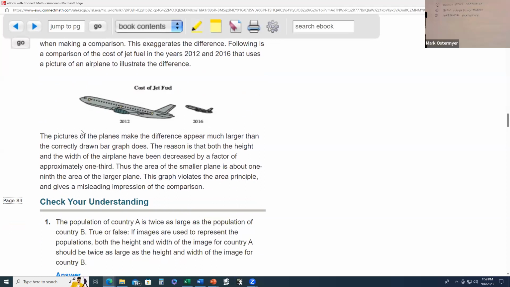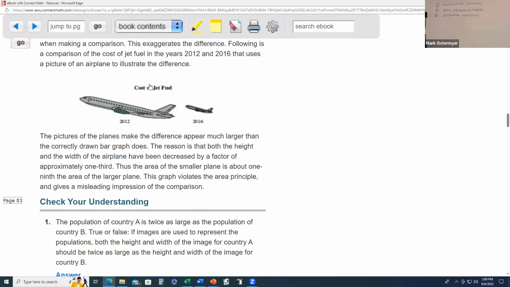If I didn't give you that bar graph, just gave you this picture, what's wrong with the picture? Anybody? If the size of the plane is proportional to the cost of jet fuel, what's the problem with this picture? You would think the 2012 one took a lot more gas than the 2016. Yeah, a lot more. Not just $2 more, a lot more. Do you agree? This picture is much larger in size than this picture here.